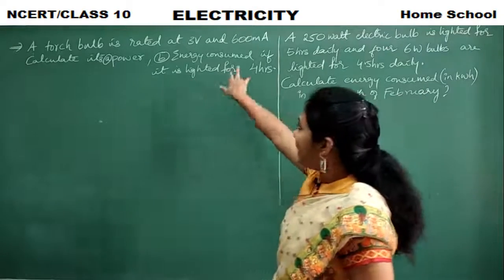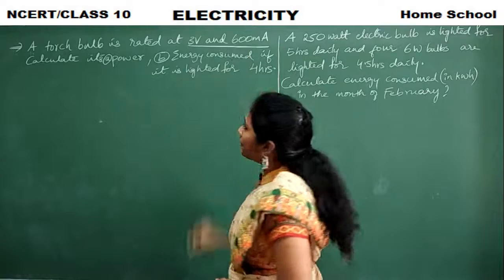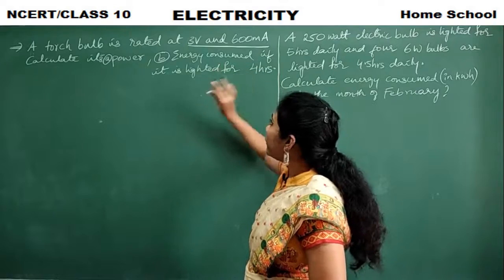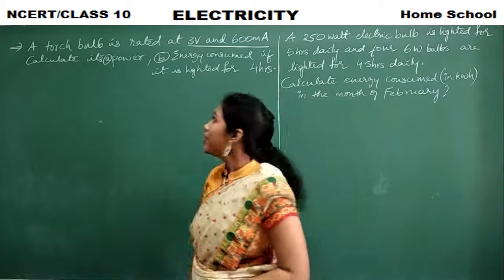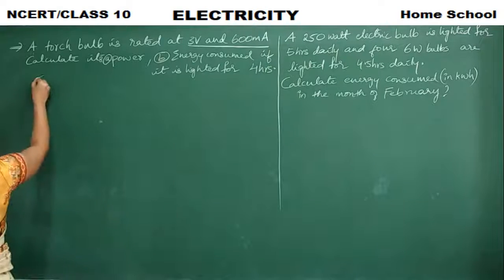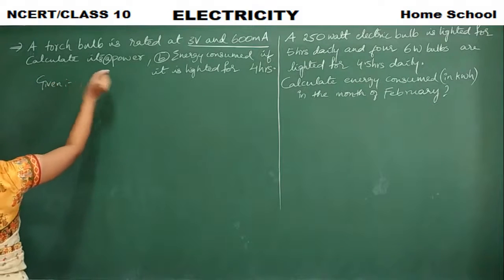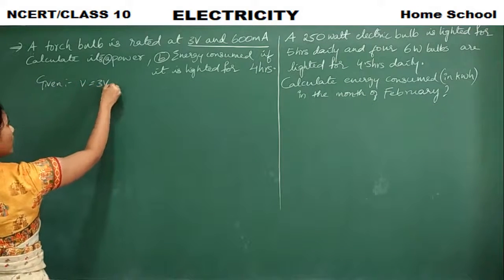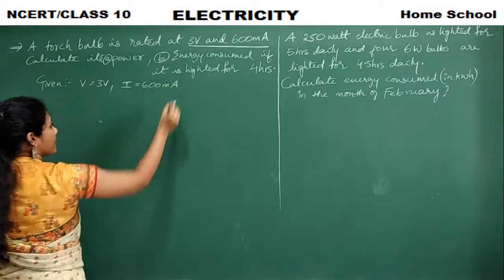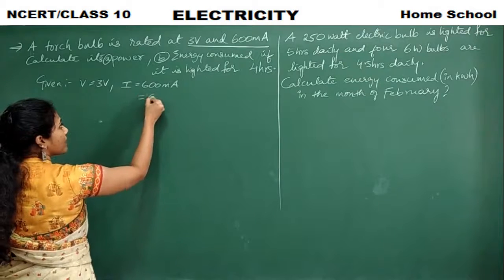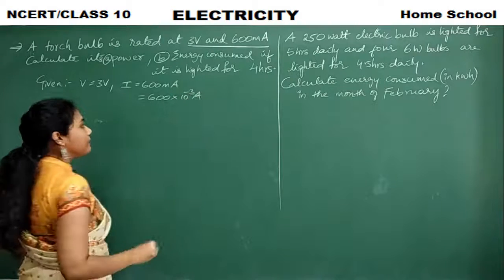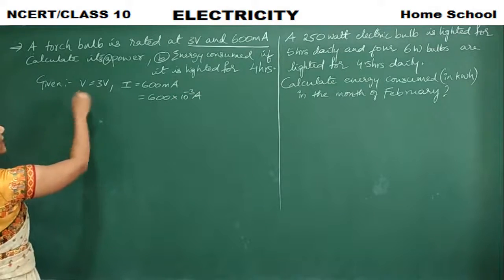A torch bulb is rated at 3 volt and 600 milliamperes. Calculate its power and also the energy consumed if it is lighted for 4 hours. So first, let us calculate the power. Before that, let us write the given information. Voltage is given, that is 3 volts, and current is given, that is 600 milliamperes. So you should convert this into amperes. 600 milli means 600 into 10 to the power of minus 3 amperes. Okay, fine. Current is given, voltage is given.